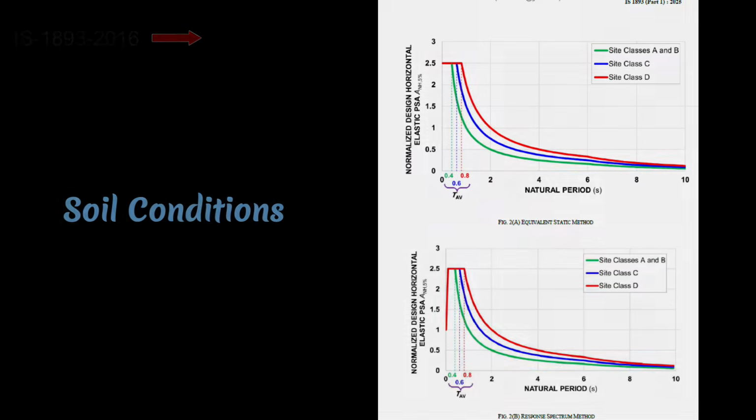IS 1893-2025 gives strong importance to local soil conditions. The design response spectrum now depends on site specific soil class. Soft soil can amplify earthquake forces even in lower zones. So, same zone does not mean same seismic demand.